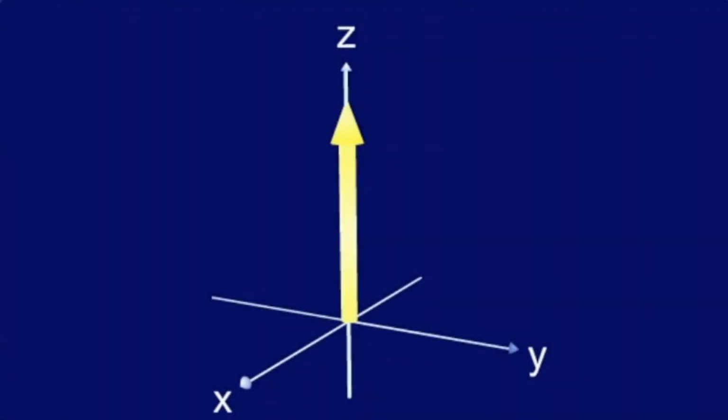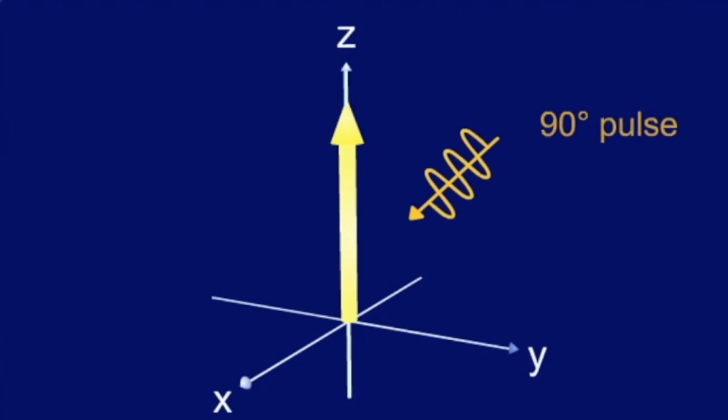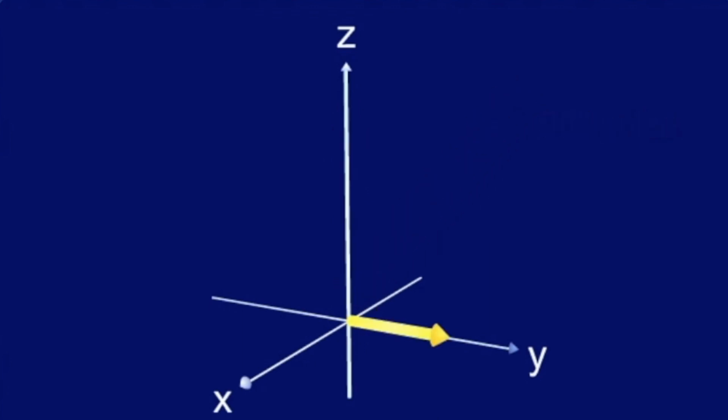Let us perform another experiment, which is a little different from the ones before. First, we use a 90-degree pulse. The longitudinal magnetization is tilted. We get a transversal magnetization.